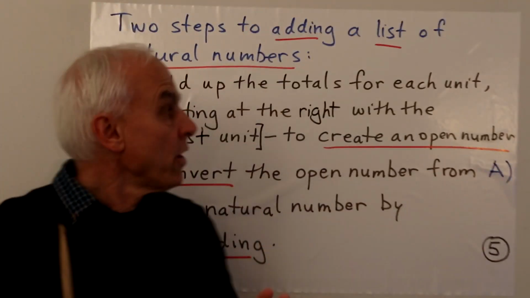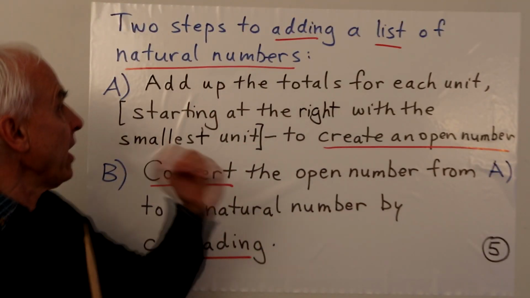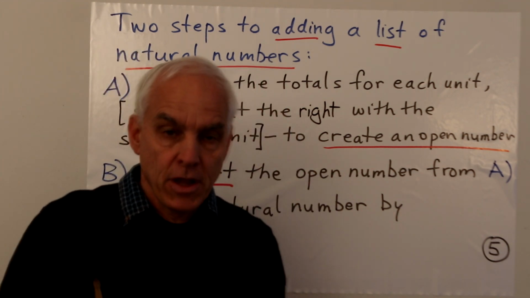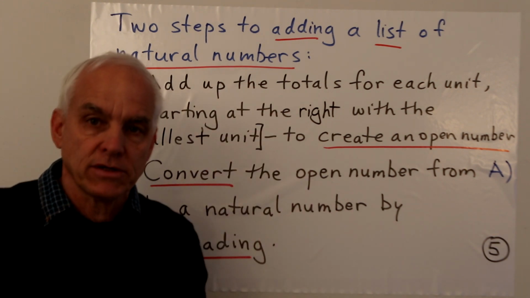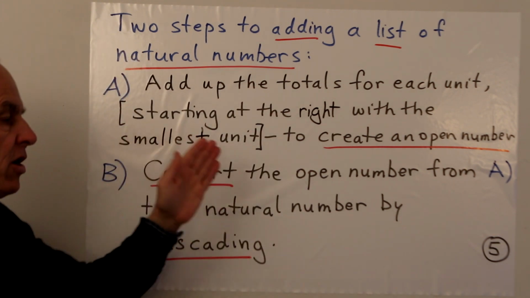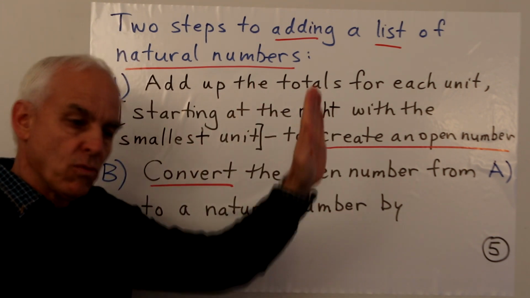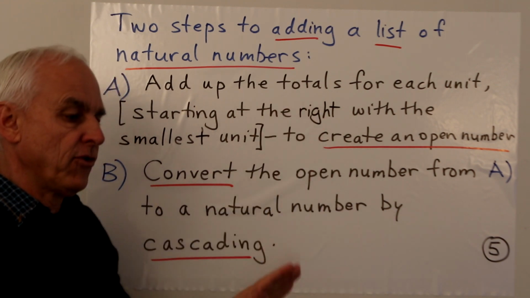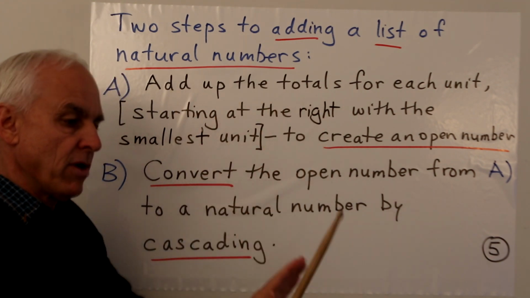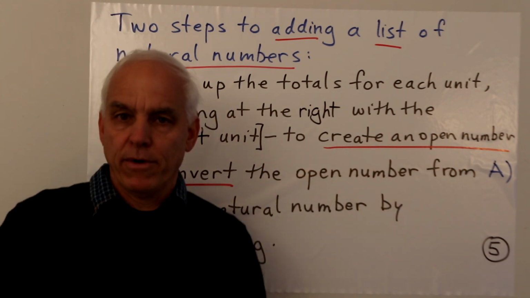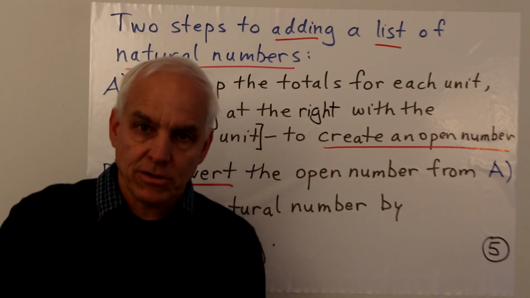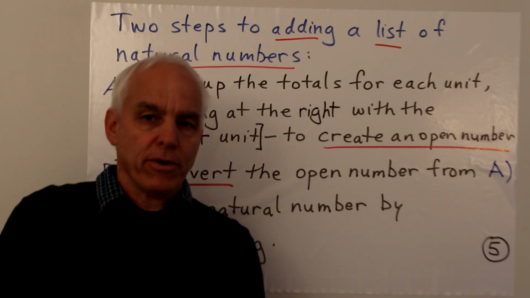So to summarize, there are 2 steps to adding a list of natural numbers. The first step A is to add up the totals for each unit. Okay, typically starting at the right with the smallest unit, the ones, and then the tens and the hundreds and so on. And we keep all those totals separate with commas to create an open number. That's a kind of an answer, okay, but it's an answer as an open number.